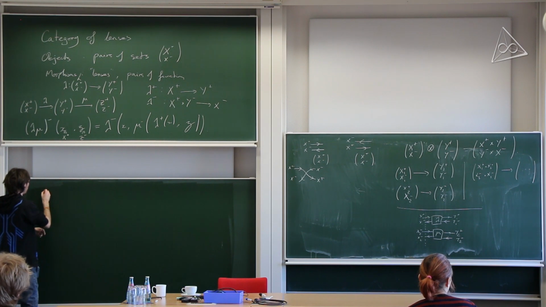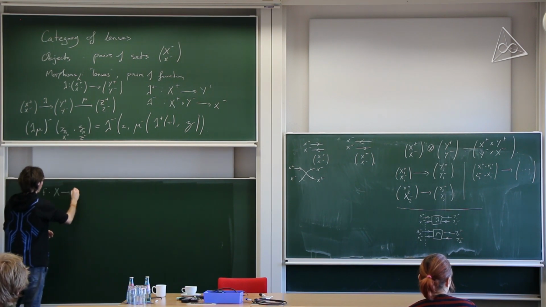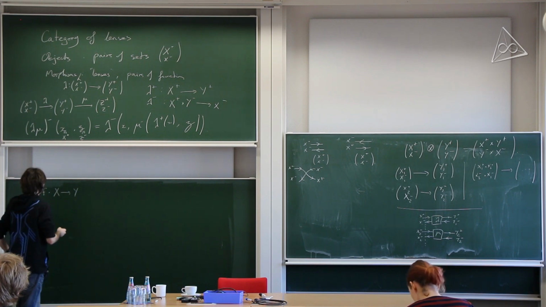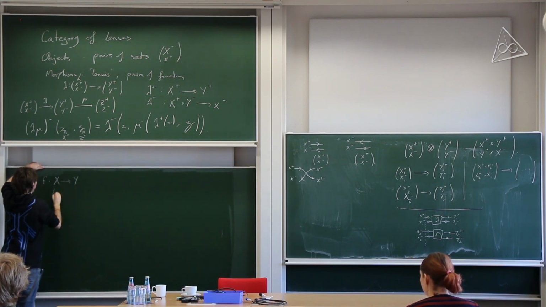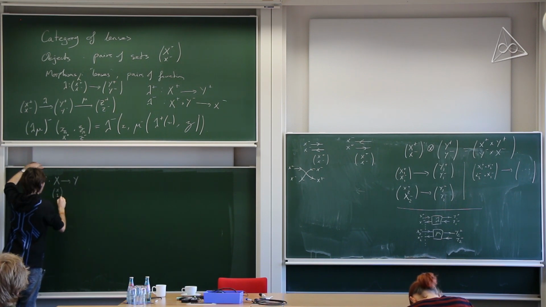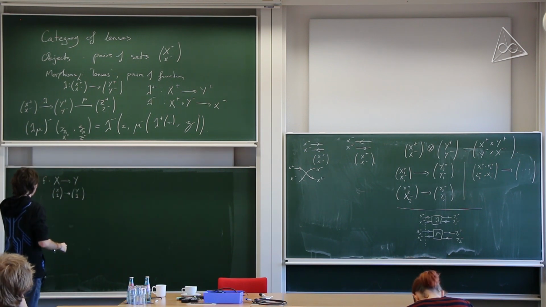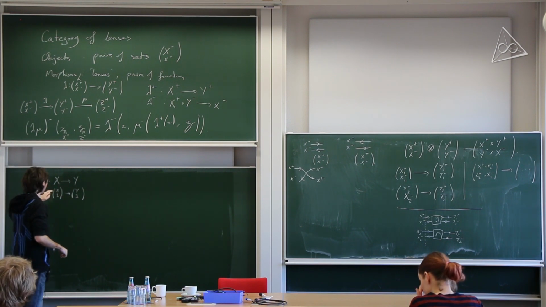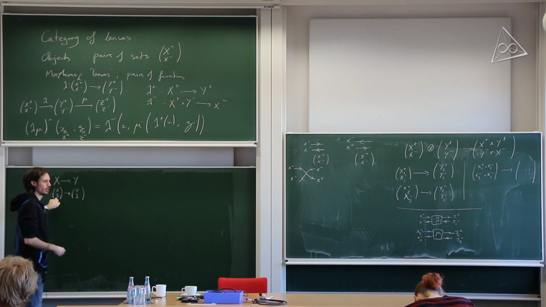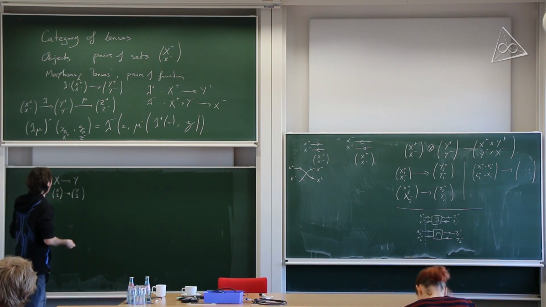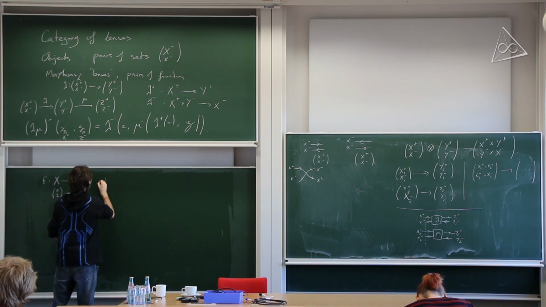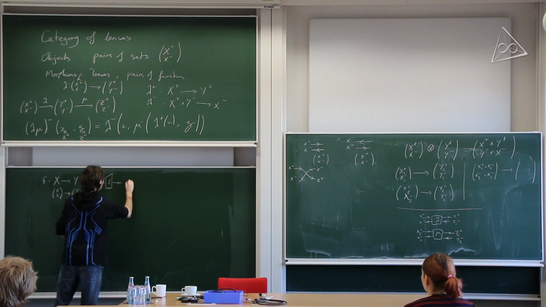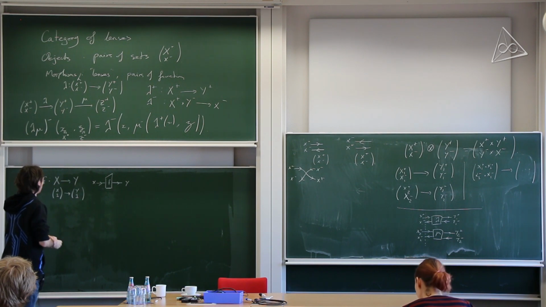If I have a function from x to y, I can lift this to a lens from x1 to y1. Because the thing along the top needs to be a function from x to y, that's what we have, and the thing along the bottom needs to go from x times 1 to 1, and there's only one function into the one element set. I'm going to draw this with a special notation like this.